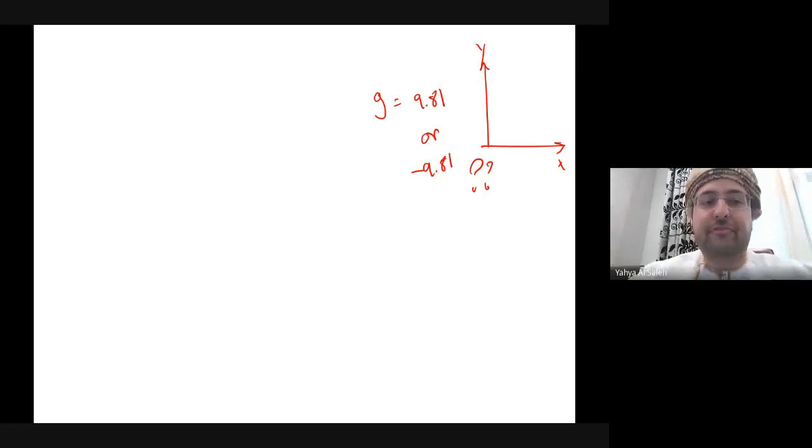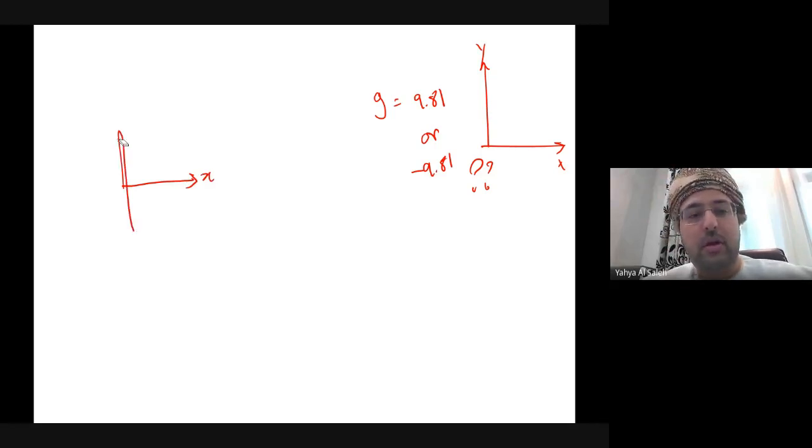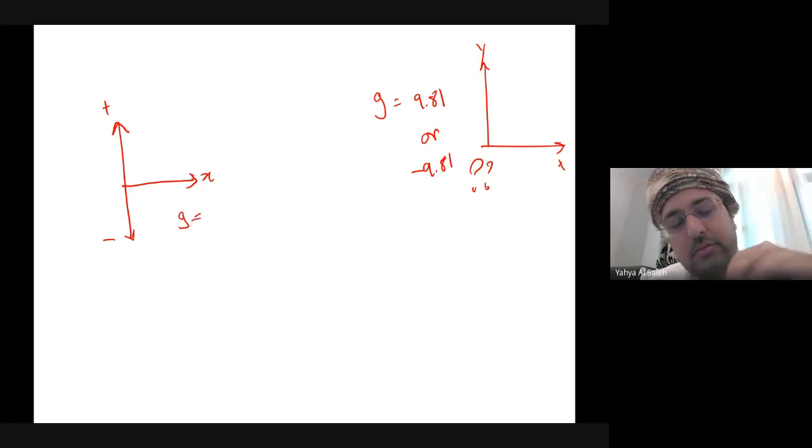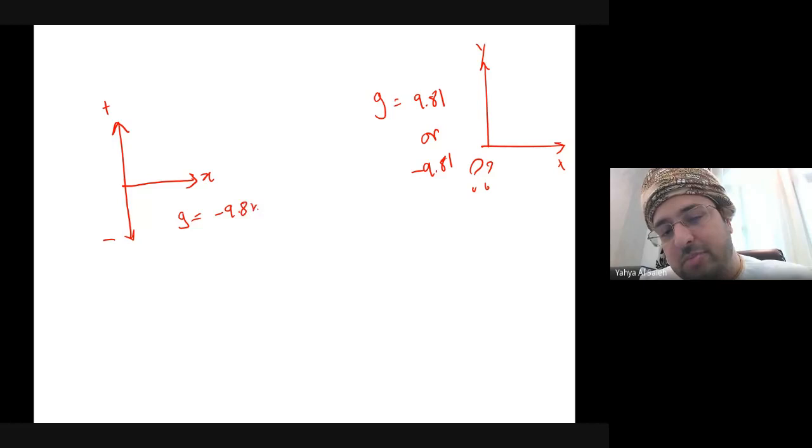Okay, it's up to you. This is your XY axis. You define what is up, what is down, what is plus, what is minus. If you decide this is plus and this is minus, then your G will be what? Minus 9.8 meters per second squared, right?